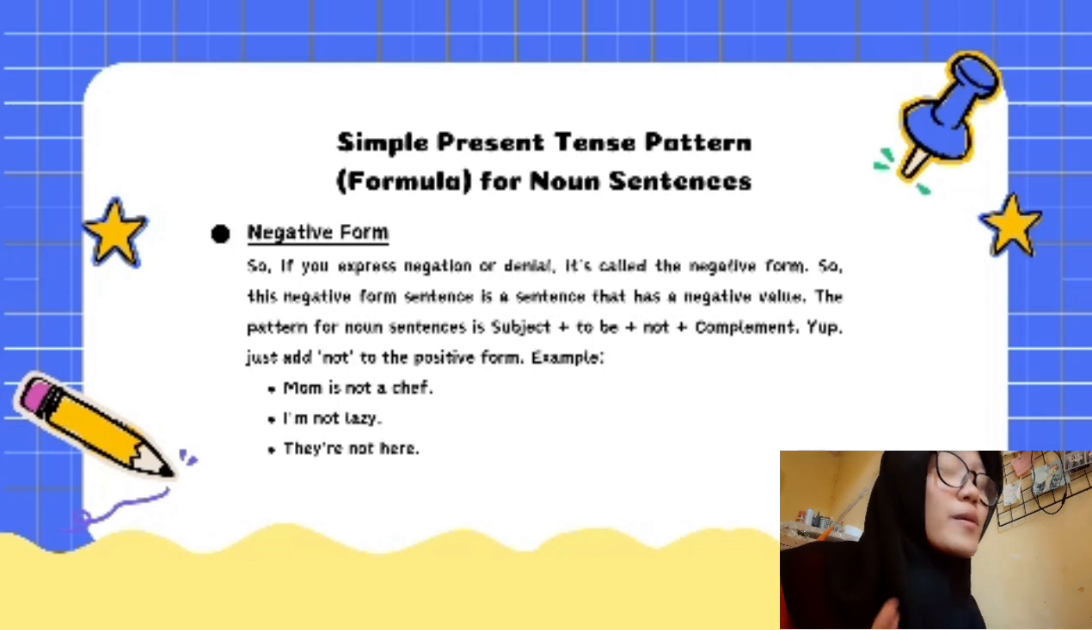So what about positive form? My mom is a chef, like that. Next, I am not lazy. They are not here. So this is for negative form.